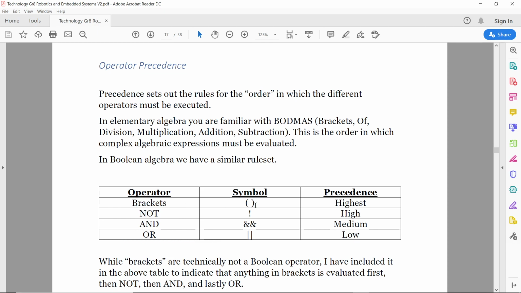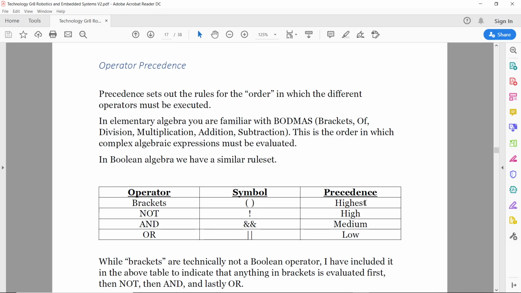So you always do brackets first. It's precedence. We call this operator precedence. Even in mathematics, they might not have told you, but that's what it's called. It's called precedence. It's the order in which you must do things. So brackets, you always do brackets first.